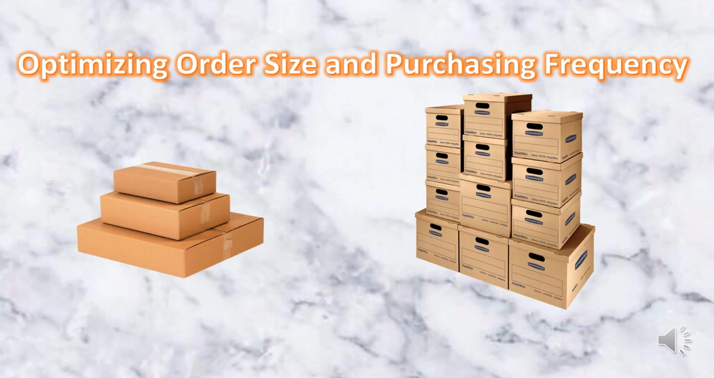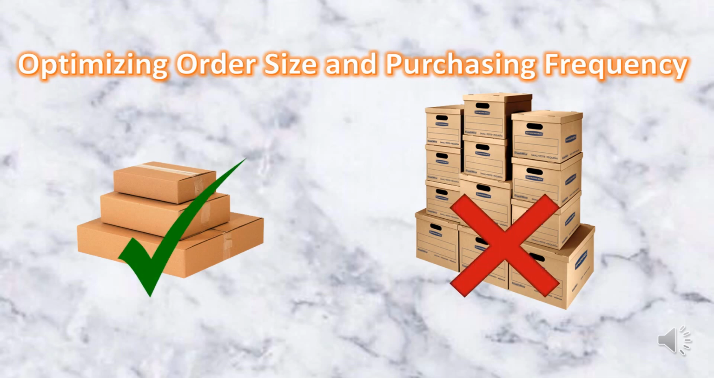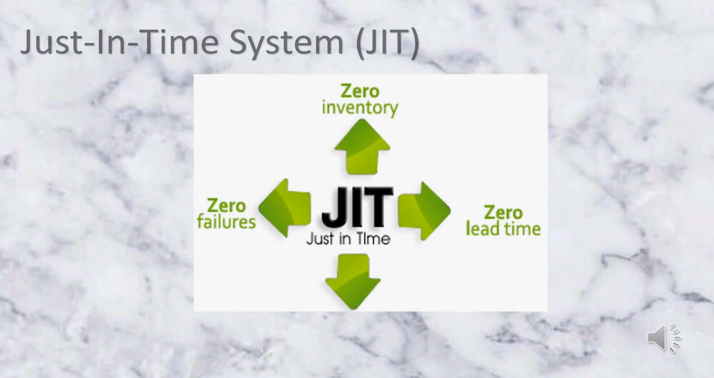So the first way to reduce inventory costs is by optimizing order size and purchasing frequency. And the method that can be used to have smaller and more frequent orders is actually through the JIT system. JIT system means having the right material at the right time, in the right place, and in the right amount needed to make a product.